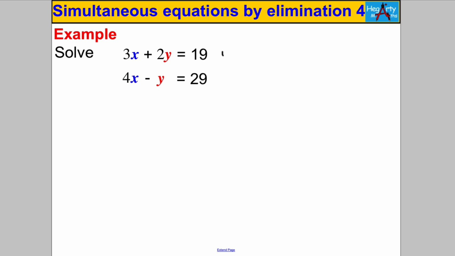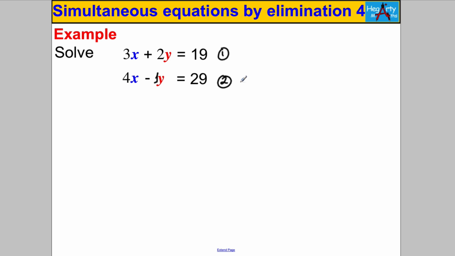As before, label them 1 and 2. Look for same coefficients. That's 3, that's 4, no good. That's 2, that's -1, no good. What would be the easiest thing to do to one or both the equations to get the coefficients to have the same number? Well, I think I know.